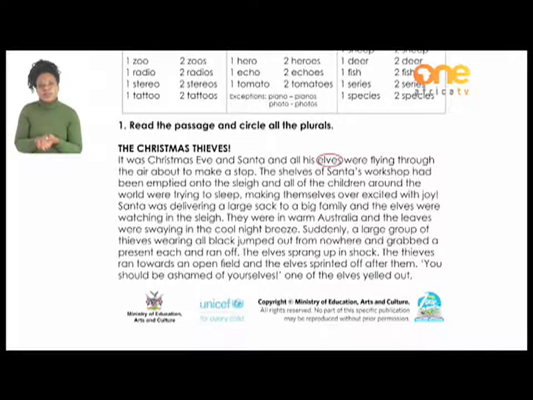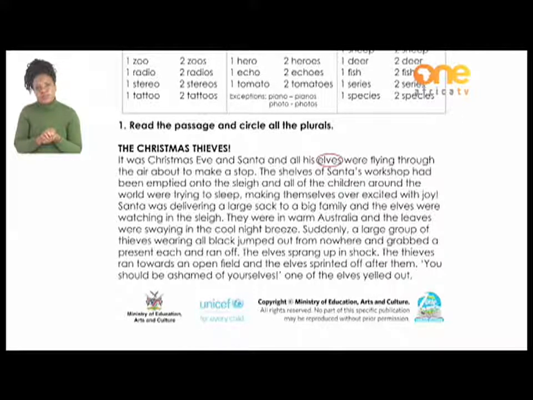Suddenly, a large group of thieves, wearing all black, jumped out from nowhere and grabbed a present each and ran off. The elves sprang up in shock. The thieves ran towards an open field, and the elves sprinted off after them. "You should be ashamed of yourselves," one of the elves yelled out.